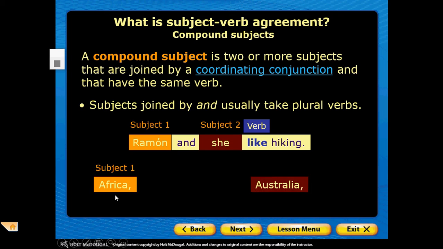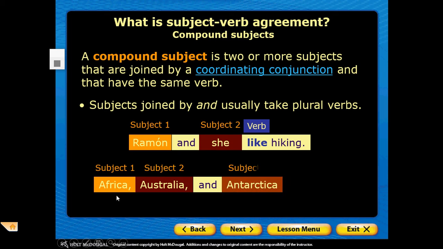Now, Africa, Australia, and Antarctica are all continents. So what are we talking about here? We're talking about Africa only? No, we're talking about Africa plus Australia plus Antarctica. We are talking about three continents. So it's plural. So which verb form are you going to go for? The plural form also.